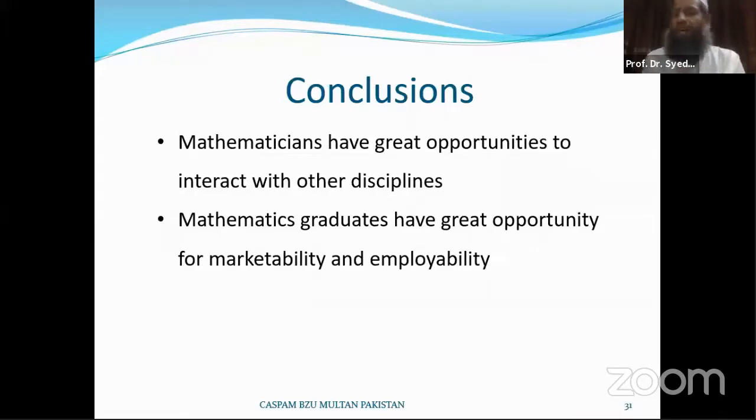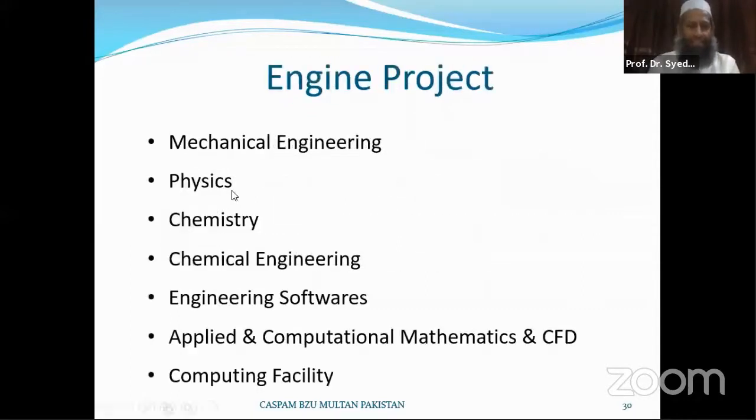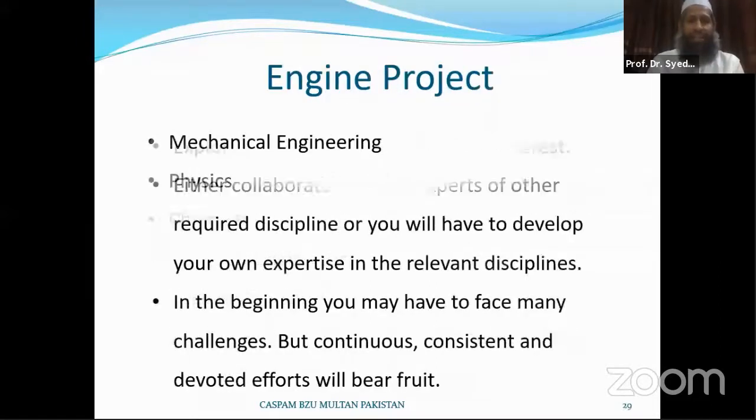I wanted to give my own example of the Indian project. Actually, the Indian project is a multidisciplinary project that requires mechanical engineers, physicists, chemists, chemical engineers, skills of engineering software, applied and computational mathematics, and CFD and computing facility. All these areas are required for conducting research in this project. We tried to collaborate with the people of these areas, but we didn't receive any response. So we started learning these areas on our own. So this is what we need to do in the prevailing environment in Pakistan that I have mentioned here.